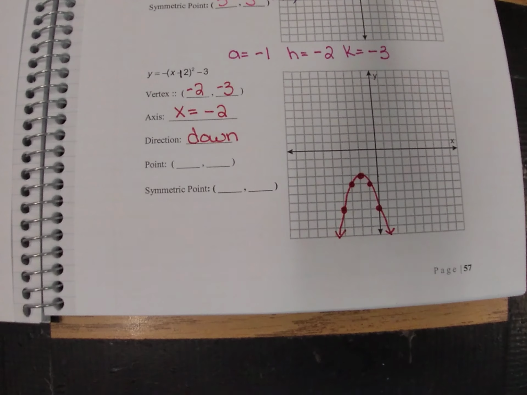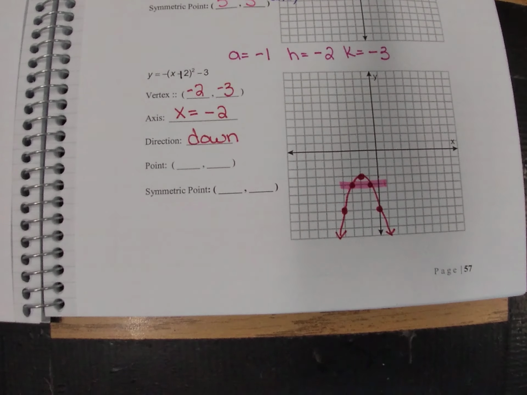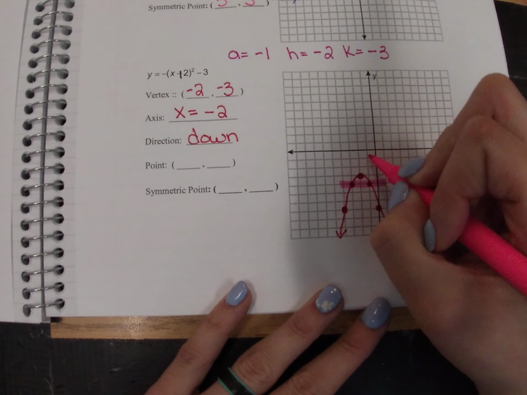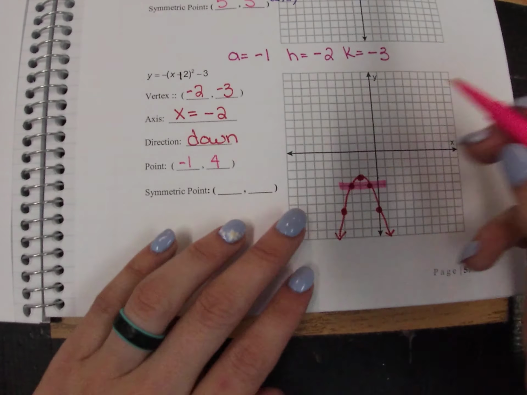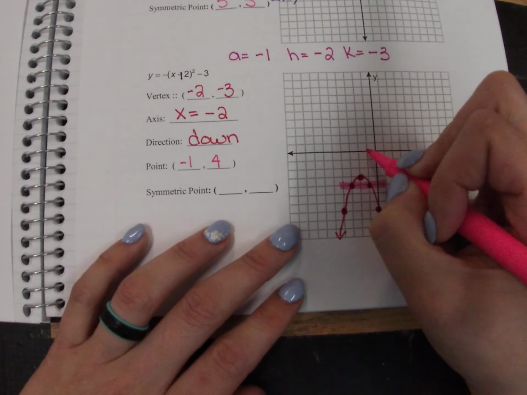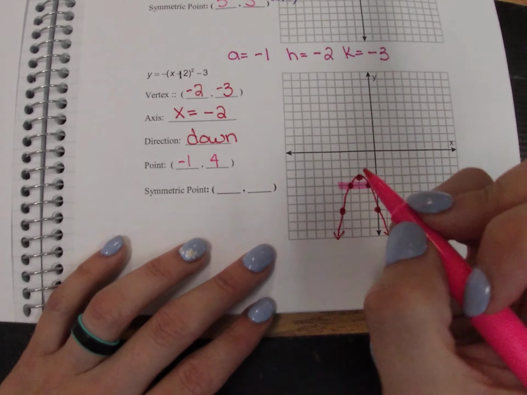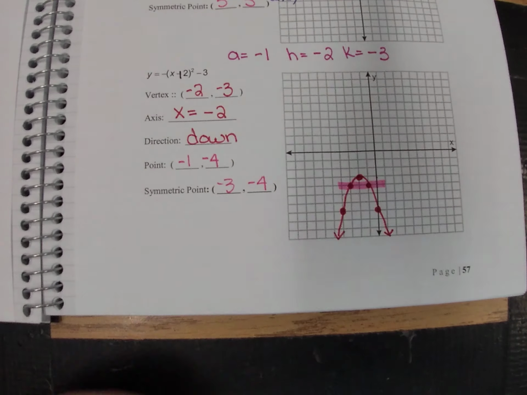So now I can name a point and a symmetric point. Again, I have a pick of which one, but I'm just going to pick the two that are closer to the vertex. So I'm going to pick this one right here. And so if I name this ordered pair, it is the ordered pair -1, 1, 2, 3, 4, -1, -4. And its symmetric point is going to be -1, 2, 3, 1, 2, 3, 4, -3. Oops, I forgot my negative on that one. -3, -4.